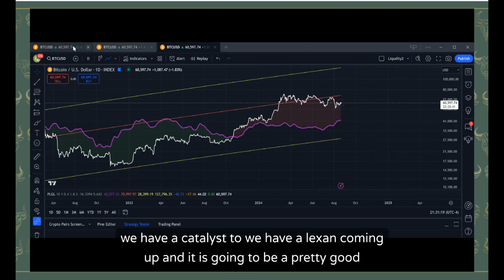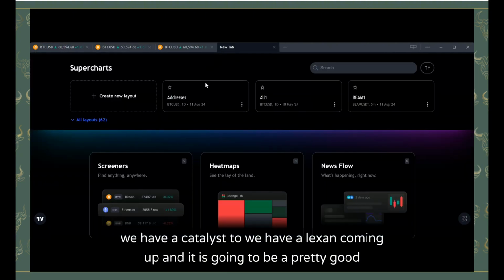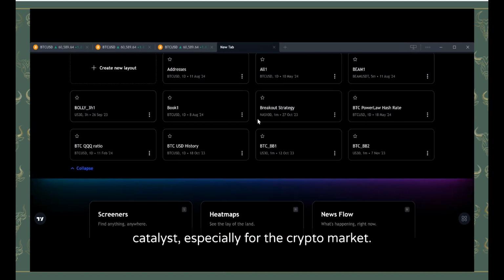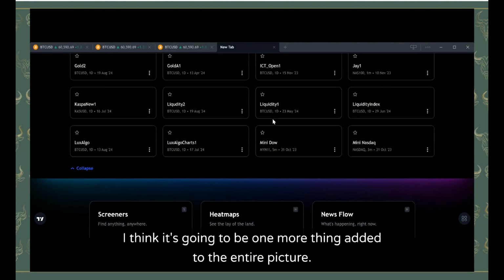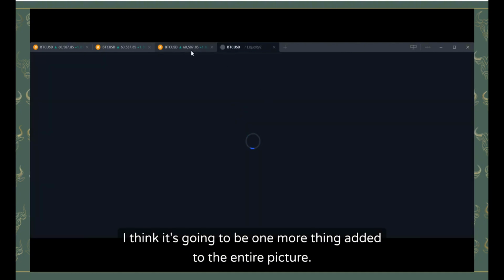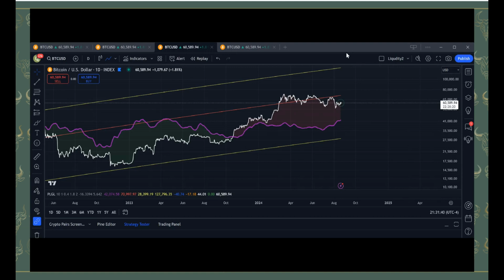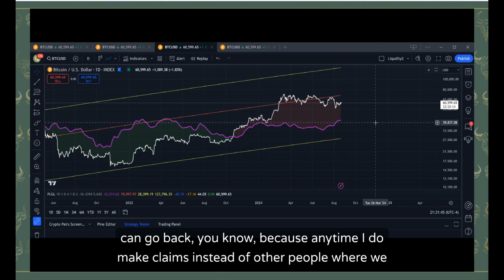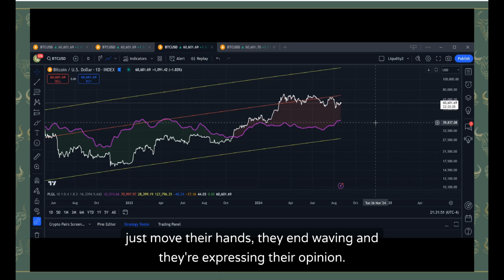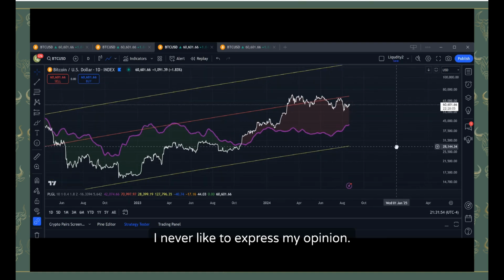Yeah. For the November, we have a catalyst too. We have election coming up, and it is going to be a pretty good catalyst, especially for the crypto market. I think it's going to be one more thing added to the entire picture. I want to believe. I didn't do that too much. I can go back, because anytime I do make claims, instead of other people where they just move their hands, hand waving, and expressing their opinion, I never like to express my opinion. I like to back my claims with data.